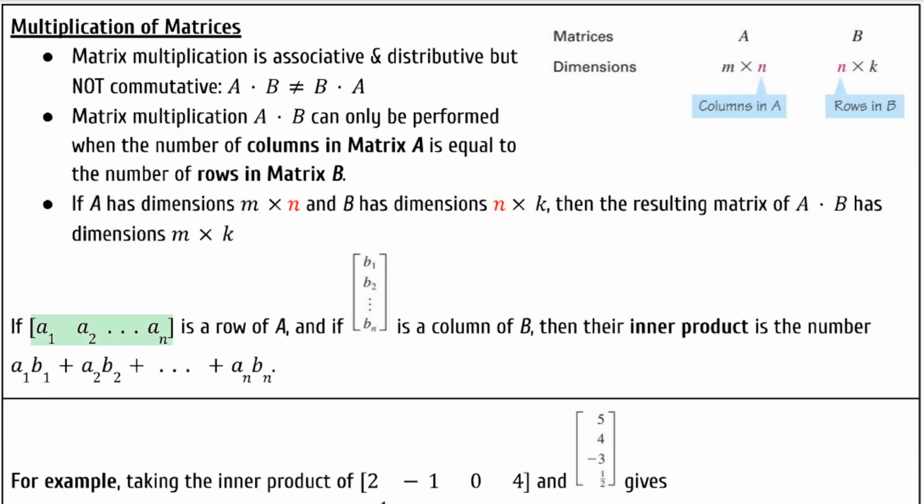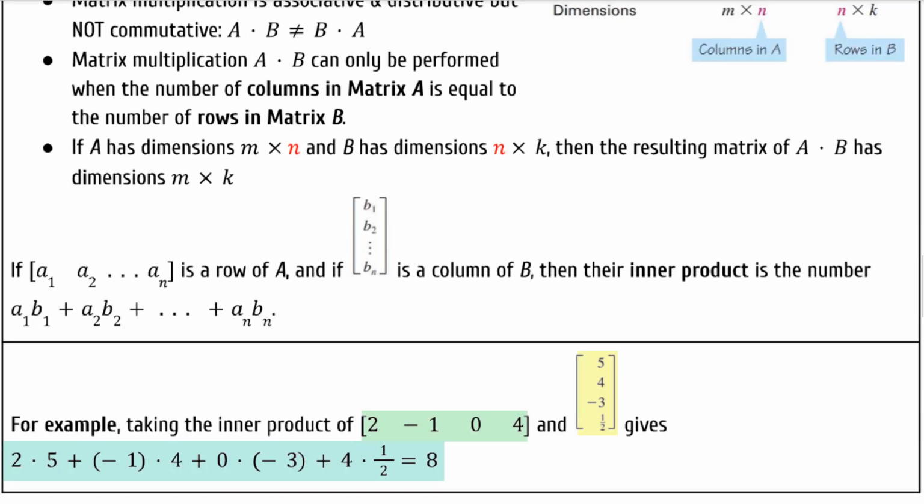If A1, A2, A3, and so on is a row of matrix A, and if B1, B2, and so on is a column of matrix B, then their inner product is the number A1 times B1 plus A2 times B2 plus so on. For example, taking the inner product of the row 2, -1, 0, 4 and the column 5, 4, -3, 1/2 gives 2 times 5 plus -1 times 4 plus 0 times -3 plus 4 times 1/2.